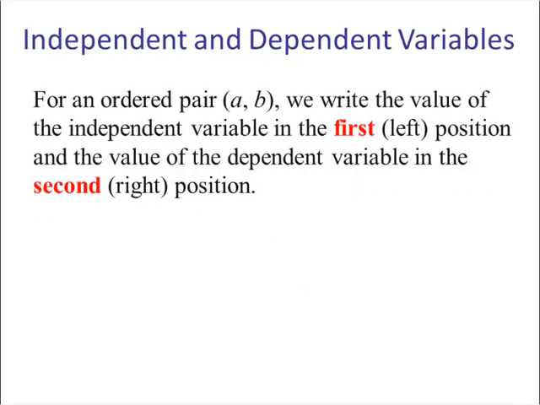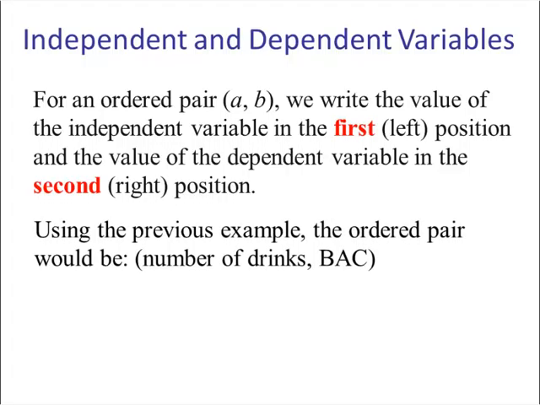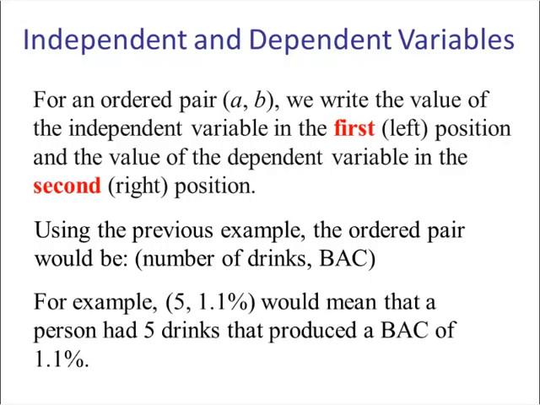For an ordered pair (a, b), we write the value of the independent variable in the first position and the value of the dependent variable in the second position. So for example, if we use the previous example, our ordered pair would be the number of drinks, comma, BAC. Thus, if we are given one data point, the ordered pair (5, 1.1%), this would mean that a person has 5 drinks that produces a blood alcohol concentration of 1.1%.